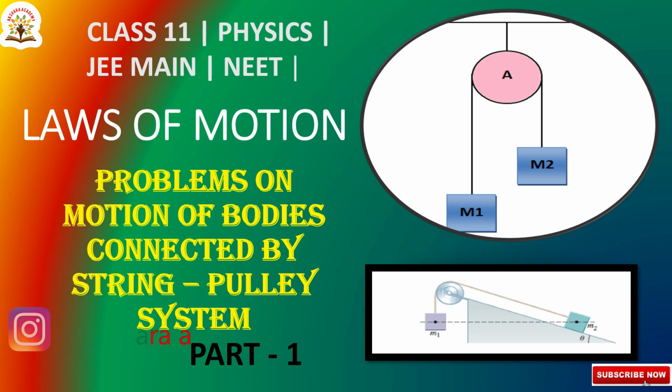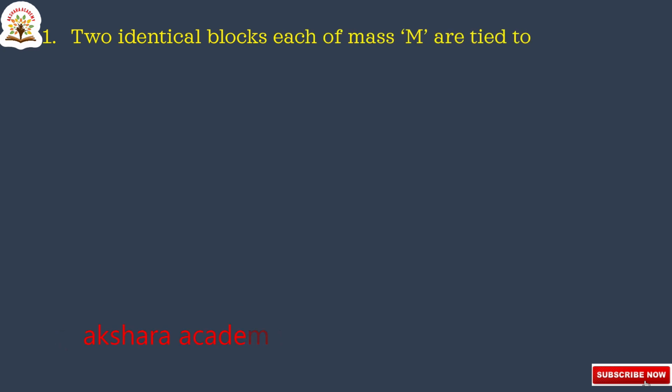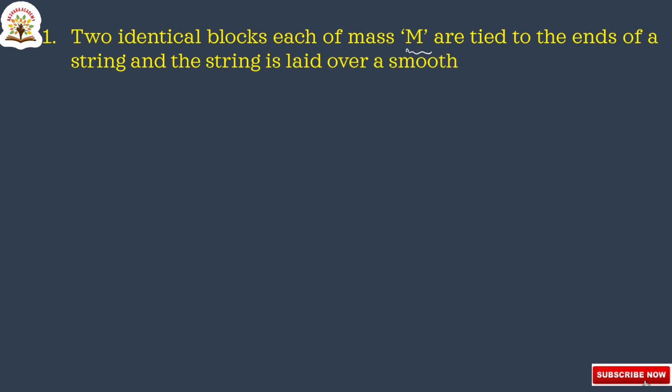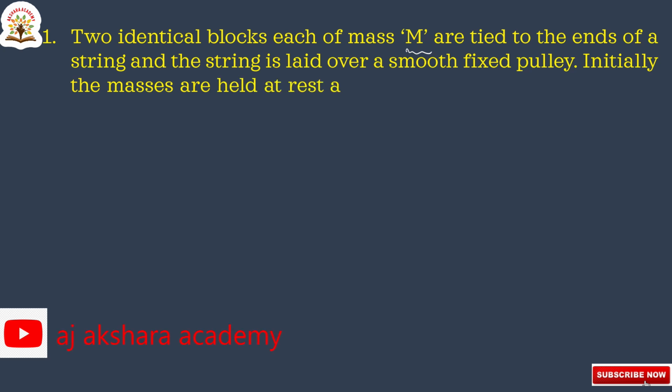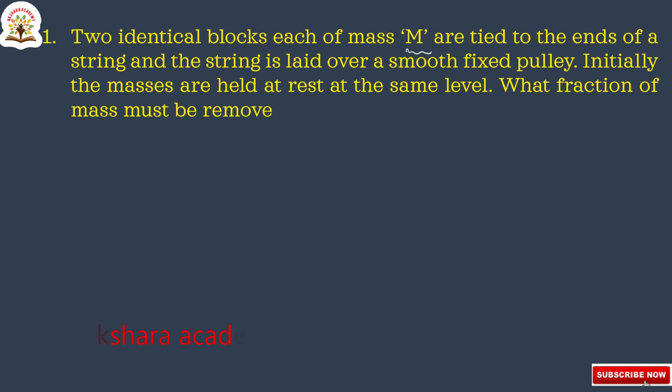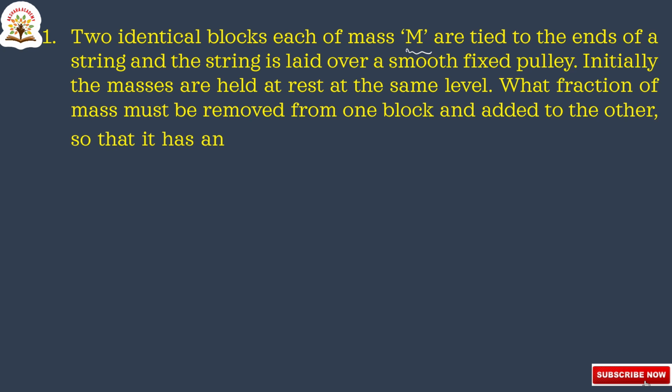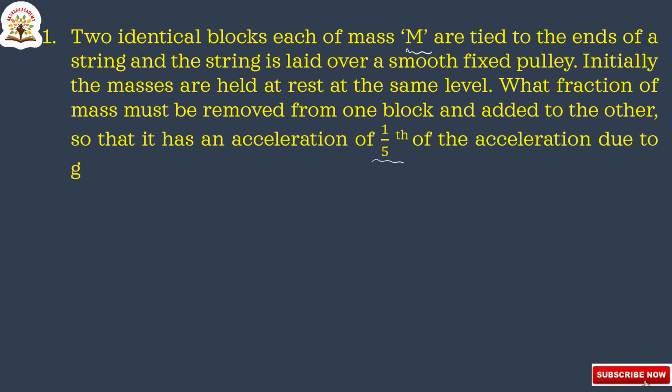Let us go to the first question. Two identical blocks, each of mass m, are tied to the ends of a string and the string is laid over a smooth fixed pulley. Initially, the masses are held at rest at the same level. What fraction of the mass must be removed from one block and added to the other so that it has an acceleration of 1/5 of the acceleration due to gravity?